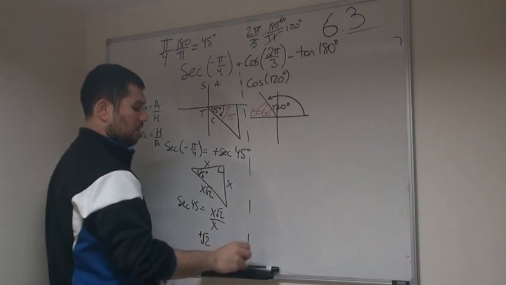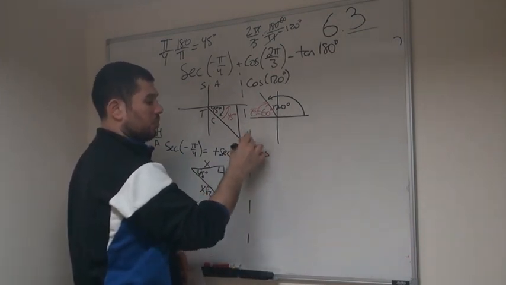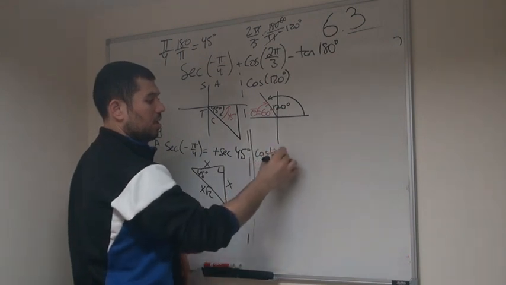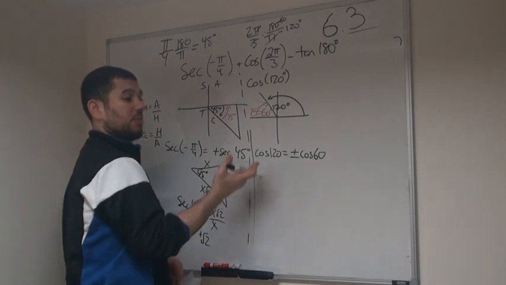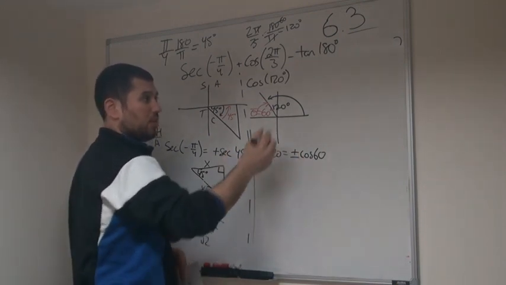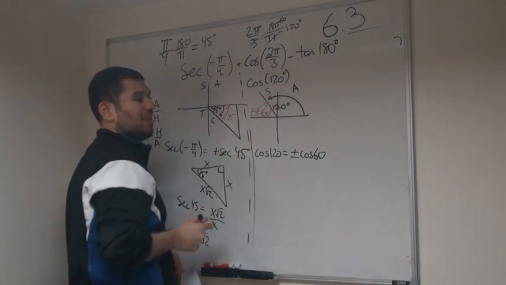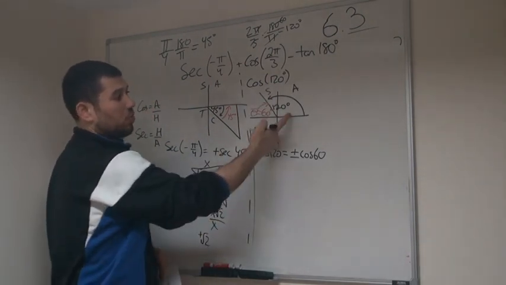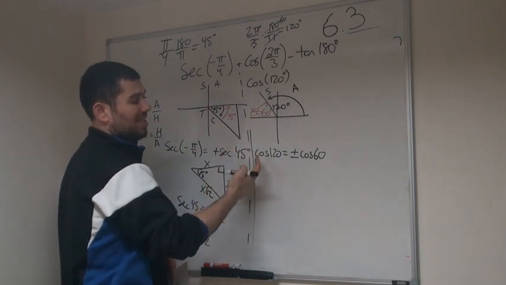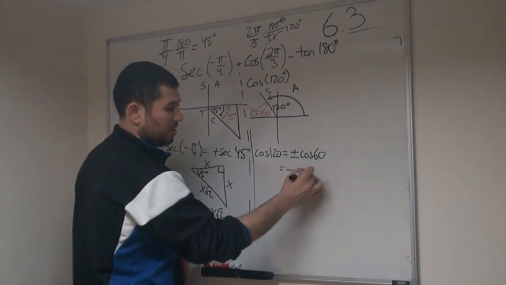Great. So if theta bar is 60, then the cosine of 120 should be plus or minus the cosine of 60. It depends. Is it positive cosine of 60 or minus? Well, here everything is positive. Here only sine and the reciprocal function are positive. So if I need the cosine of 120, it's not going to be plus the cosine of 60, it's going to be minus the cosine of 60 degrees.